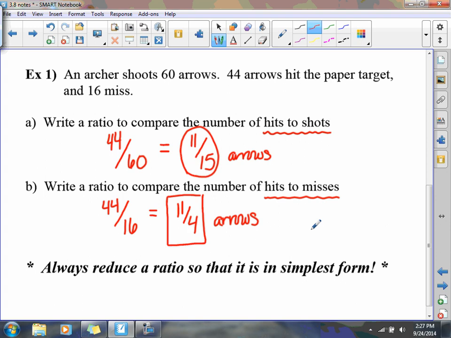Now when we write ratios, we could also write them with a colon, so you might see that in the book too. You might see 11 colon 4. You might see the ratio written like that as well. That's not incorrect. That's just another way to write it instead of writing it as a fraction. But even if it's written with a colon, we always want to reduce our ratio so that it's in simplest form.